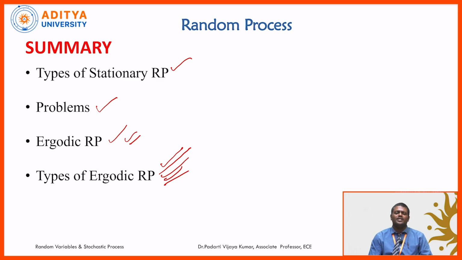So, in the next session, we will be seeing the temporal characteristics of random process. The temporal characteristics already we have seen. The statistical parameters are mean, autocorrelation function, cross correlation function. We will see in detail about what is meant by autocorrelation function, what is meant by cross correlation function, and we will see some properties and problems related to correlation functions in the next session.